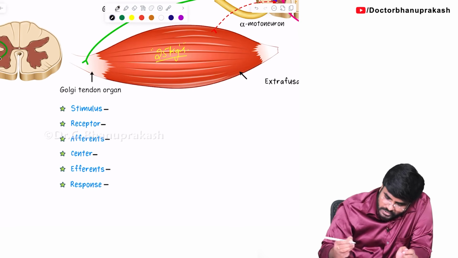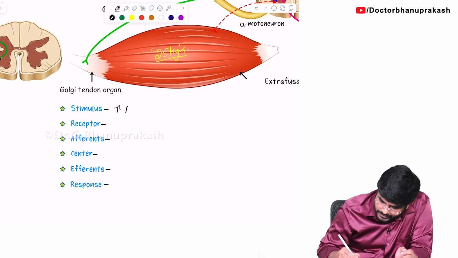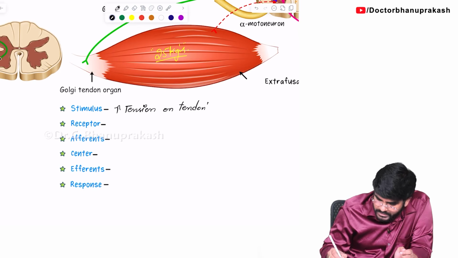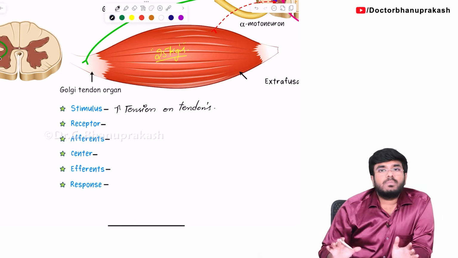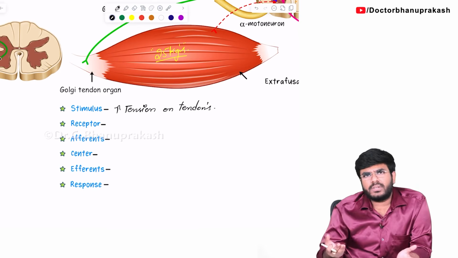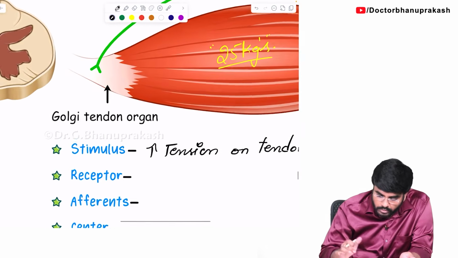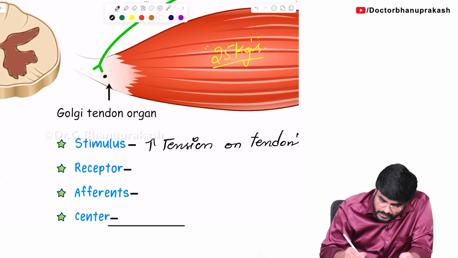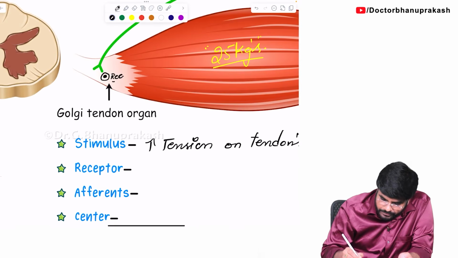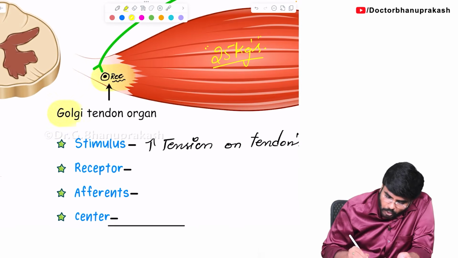Now, what is the stimulus? There is increased tension on your muscle tendons. Whenever there is more tension on the tendons, is it good or bad for you? Definitely it's going to be bad. So in your tendons, there is a receptor present. This is not the muscle spindle. This is your Golgi tendon organ.